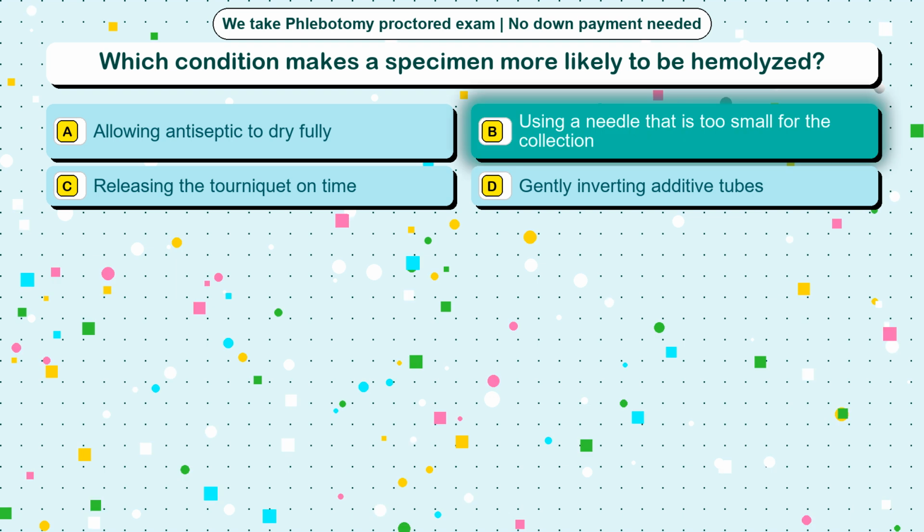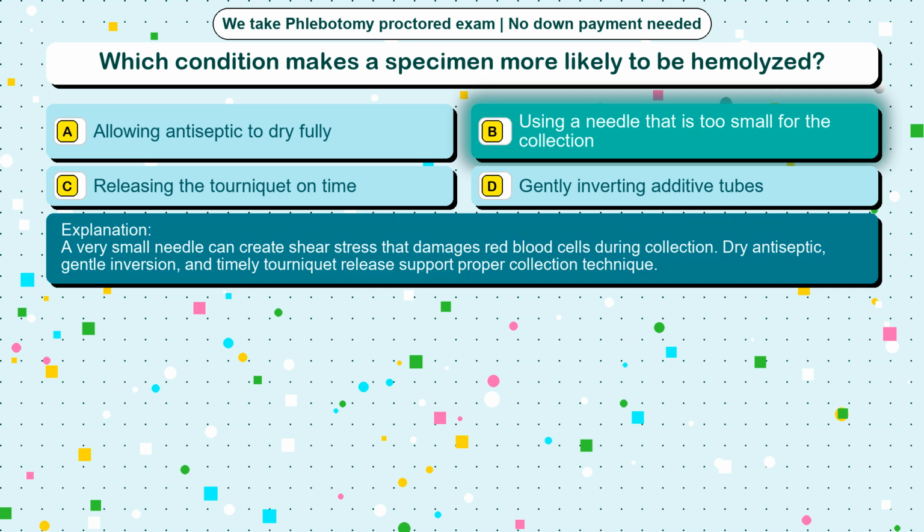The correct answer is option B. Using a needle that is too small for the collection. A very small needle can create shear stress that damages red blood cells during collection. Dry antiseptic, gentle inversion, and timely tourniquet release support proper collection technique.